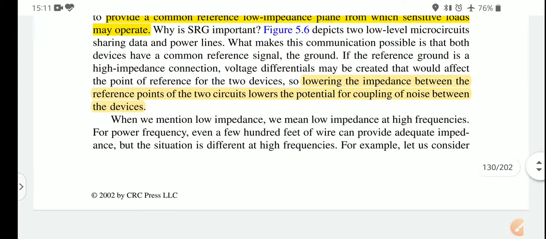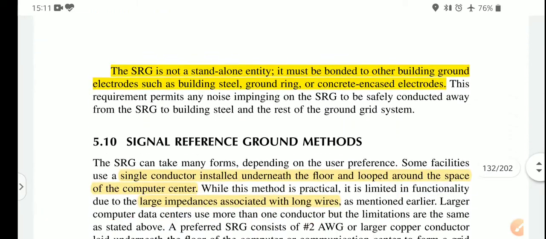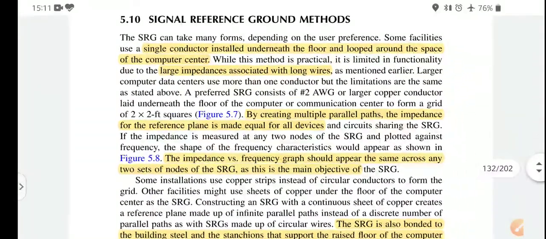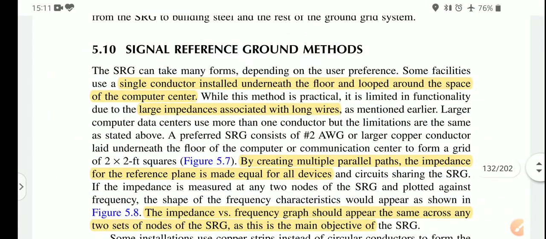Now we have already seen this figure. Let us go further to the single reference ground method and how we can make this SRG. Normally it is a simple method. Generally, a single conductor is installed underneath the floor and looped around the space of the computer center. Suppose we have a computer center, so one conductor is buried under the floor and the computer areas are connected to that conductor through loop wires.